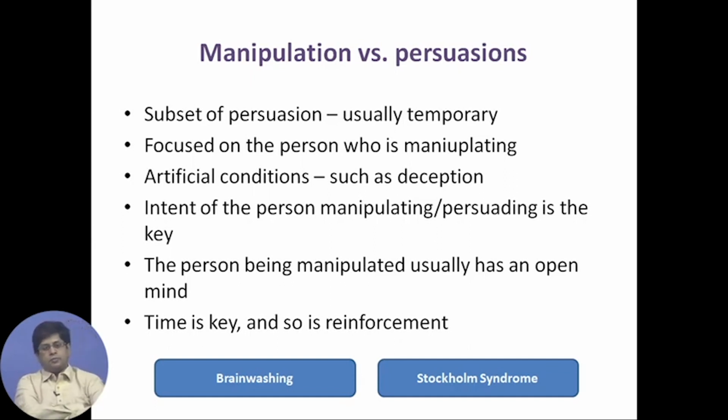Generally, the condition is that the person who is being manipulated realizes or has an open mind, is open to be manipulated, and time is key. You want to do it quickly, you want to do it with as much reinforcement as possible, so that at the end of the day this process takes place and you are able to get what you want.